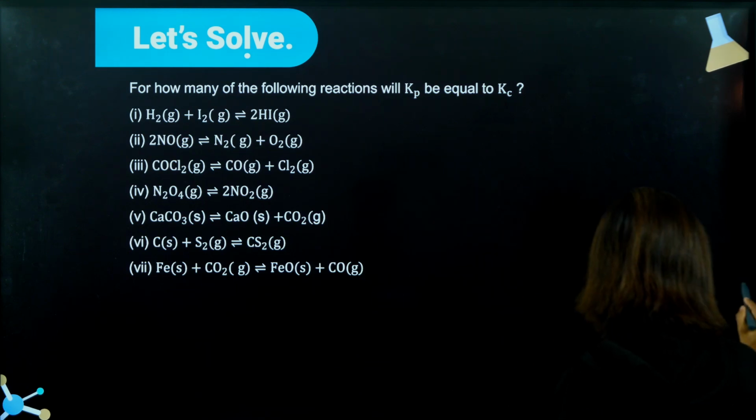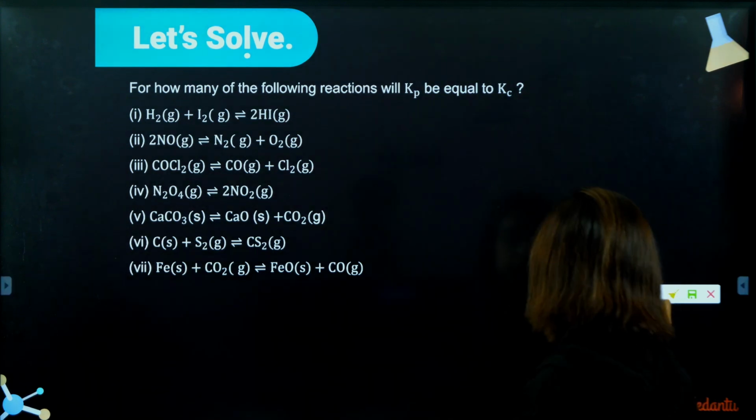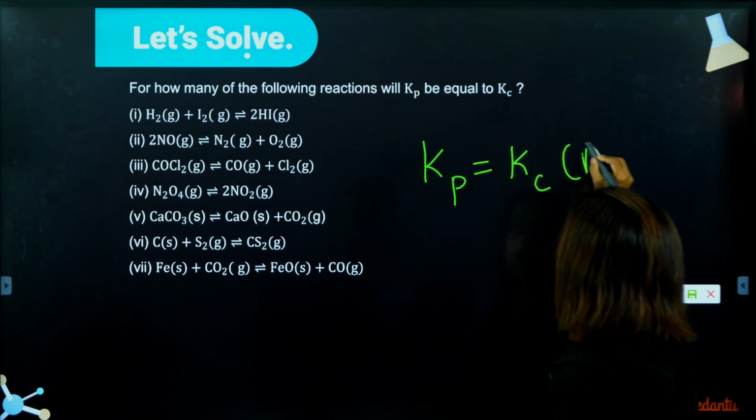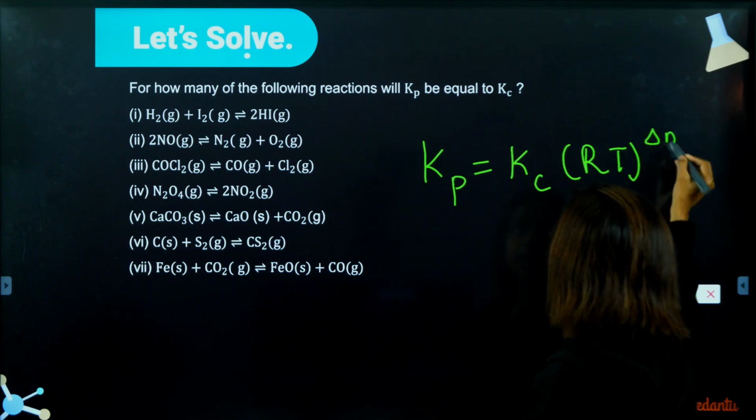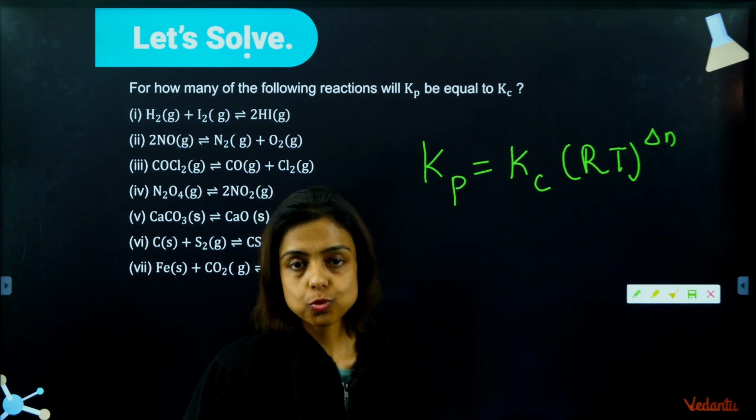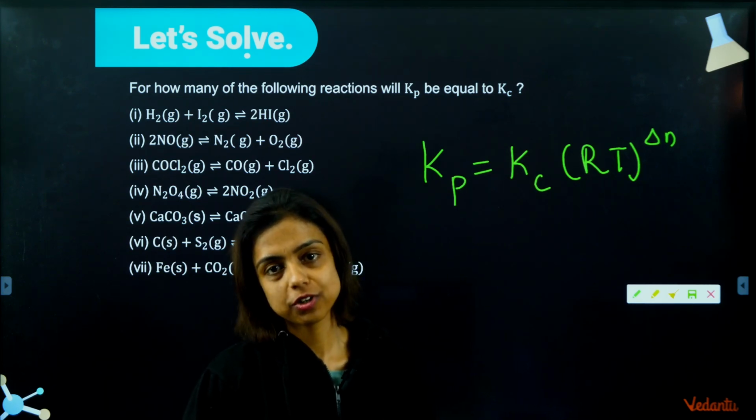Kp Kc को बराबर करना है. इंटीजर टाइप क्वेश्चन है. तो बेटा रिलेशन क्या होता है Kp और Kc का? Kp is equal to Kc RT delta N. Delta N is the change in the gaseous moles. Reactant side और product side जो gaseous moles हैं उनका change. तो gaseous moles on product side minus gaseous moles on reactant side, right?